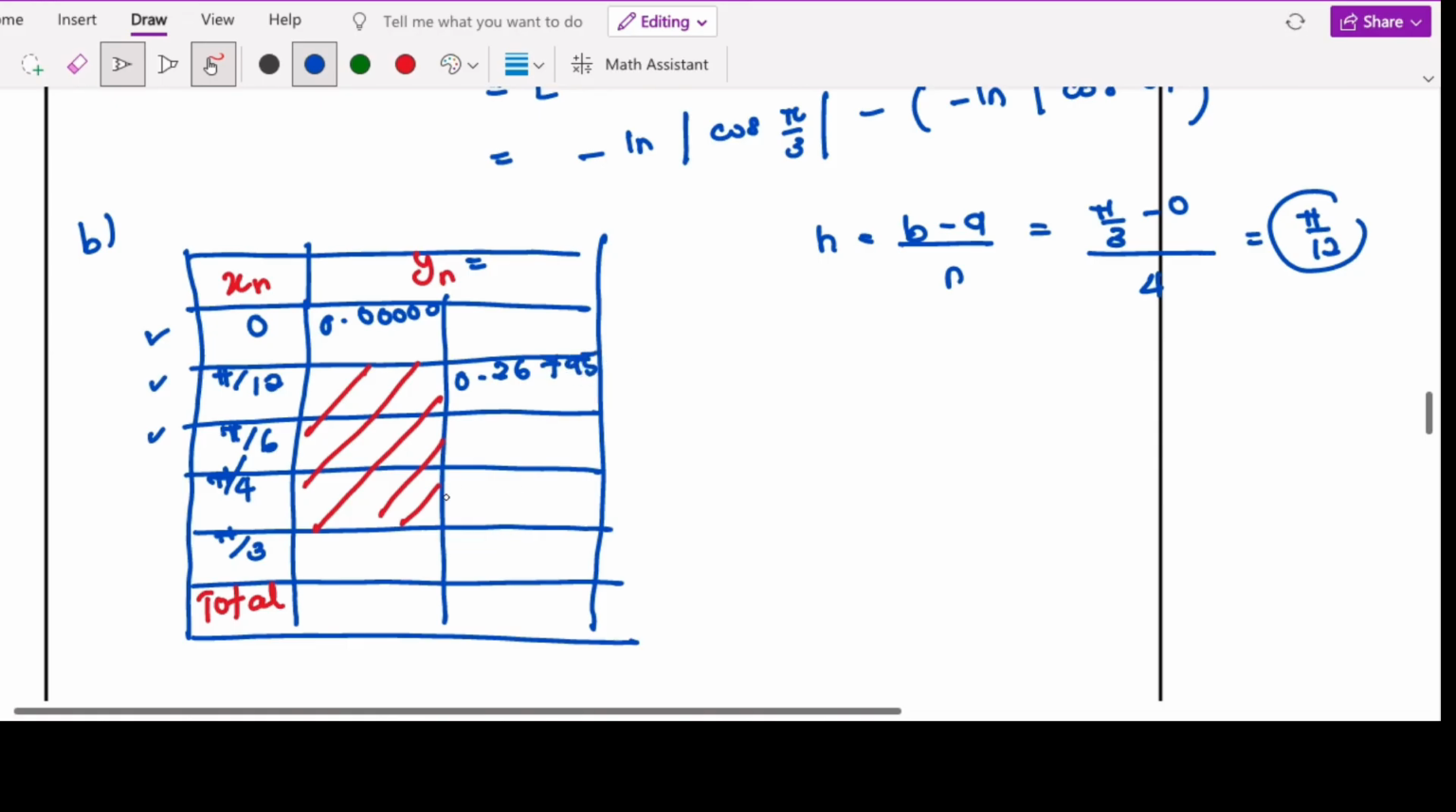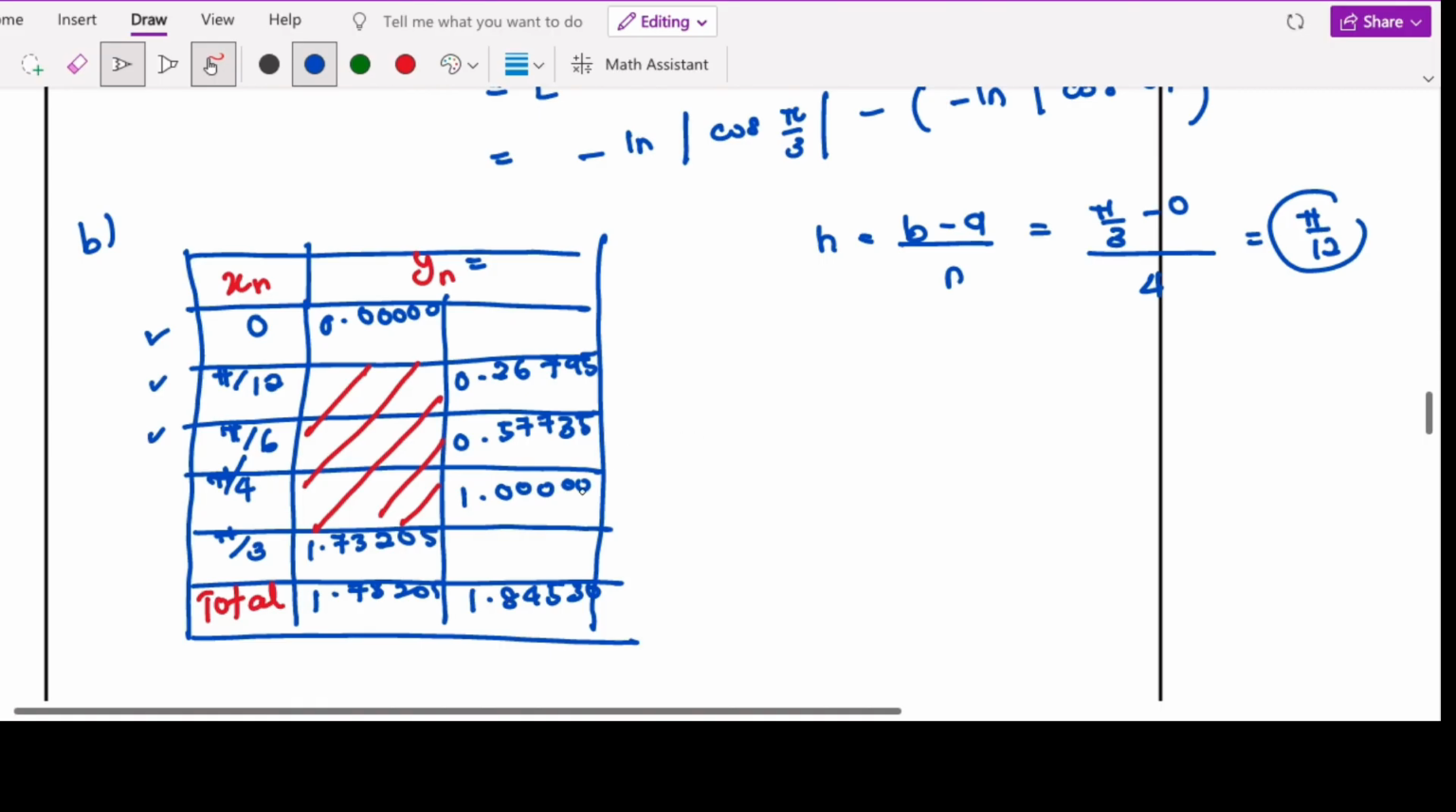The values are 0.26795, 0.57735, 1.00000 and lastly 1.73205. So total up everything: you're going to get here 1.73205, and for this part 1.8453. So you already have all the information.